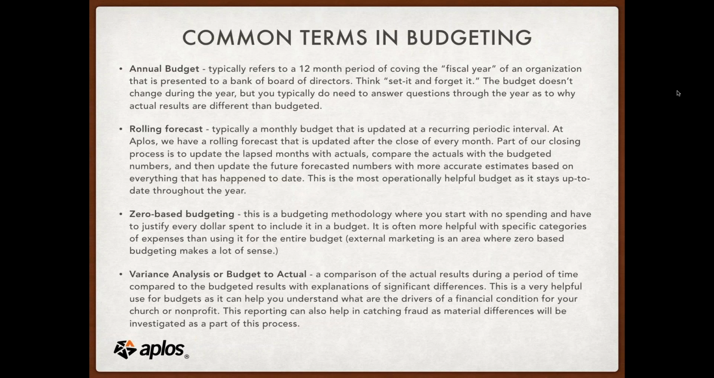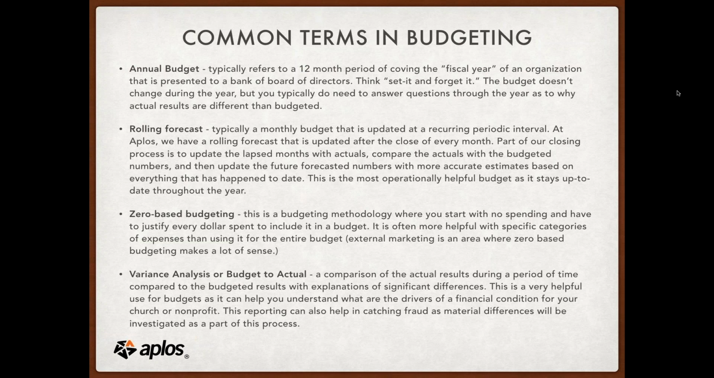So here are some common terms in budgeting, the first of which is an annual budget. This typically refers to a 12-month period of the coming fiscal year of an organization. So we're looking at 2018 pretty soon here in January. Most organizations have a fiscal year that is in line with a calendar year date range, so January through December. If you're an organization that has a different fiscal year, then your budgeting process is most likely looking at that rather than the calendar year.